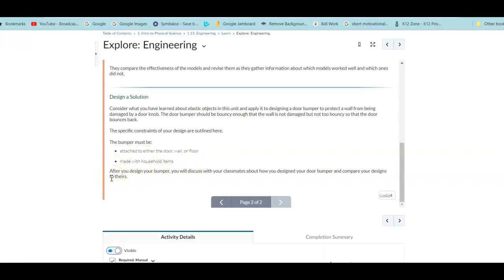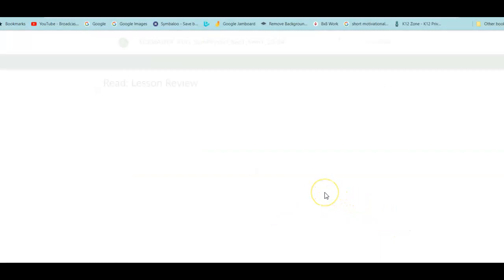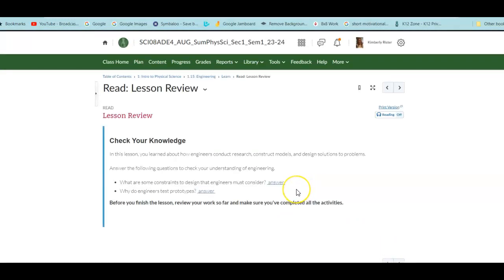After you design your bumper, you'll discuss with your classmates. And remember, you're not going to do that part of it. You'll just take a picture of your drawing, or if you actually create one, take a picture of that, and then put that picture in your notebook. So that is the end of the explore portion of the lesson. If you look at the review, it just has you take a look at the following questions.